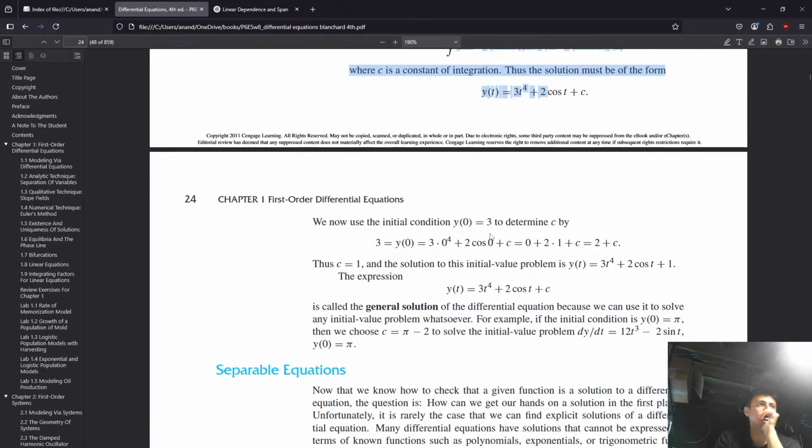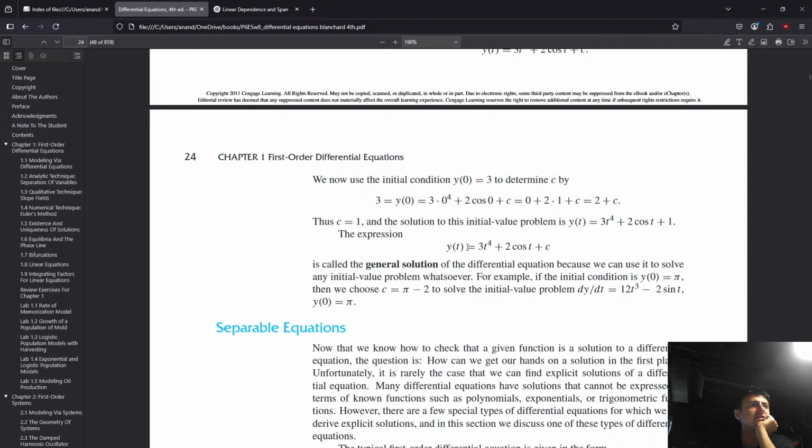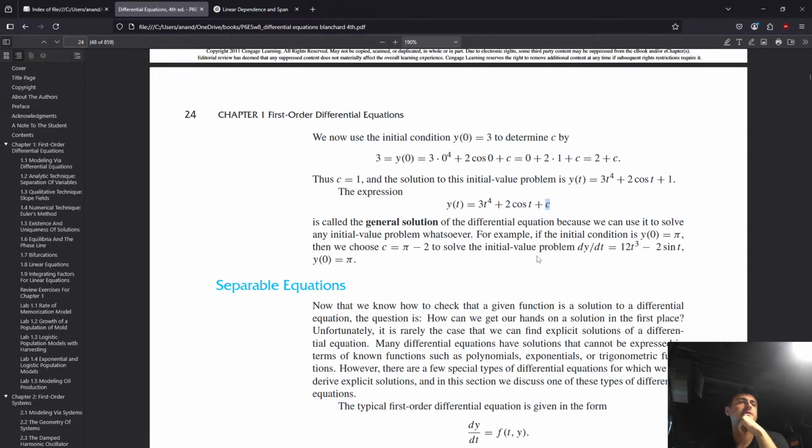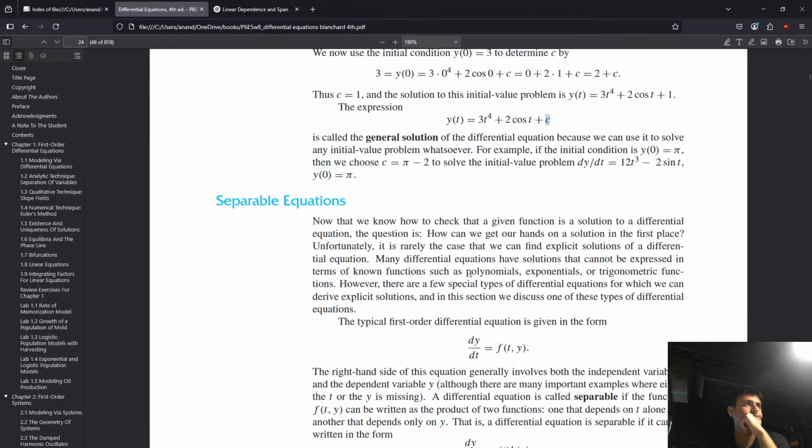Okay, then they just plug in. So they have this c here from the integration. Then they plug in y of 0, so 0 there, and then c. And then they find that c is 1. The general solution is one where you haven't removed the integration constant. So the general solution is there for like a family of functions, rather.